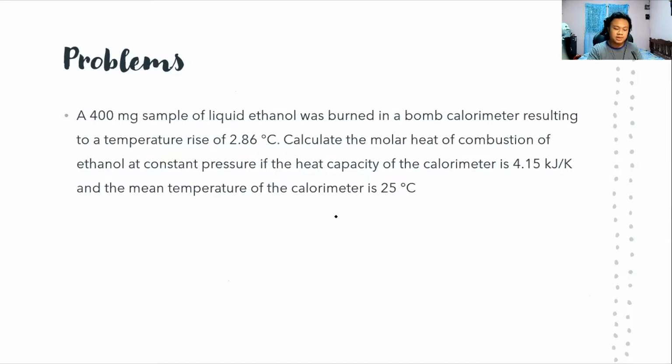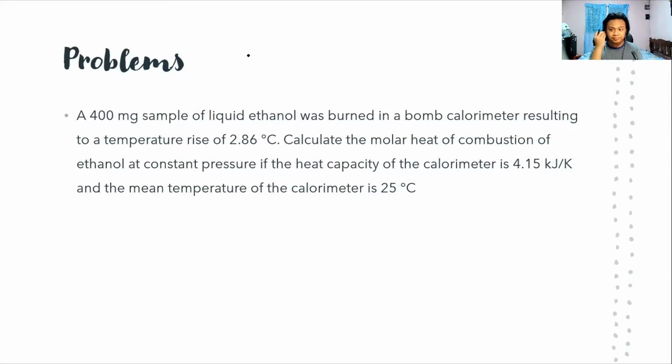So next problem, we have here a 0.4 gram sample of liquid ethanol that was burned in a bomb calorimeter, resulting in a temperature rise of 2.86 degrees Celsius. How do we calculate the molar heat of combustion of ethanol at constant pressure if the heat capacity of the calorimeter is 4.15 kilojoules per Kelvin and the mean temperature of the calorimeter is 25 degrees Celsius?